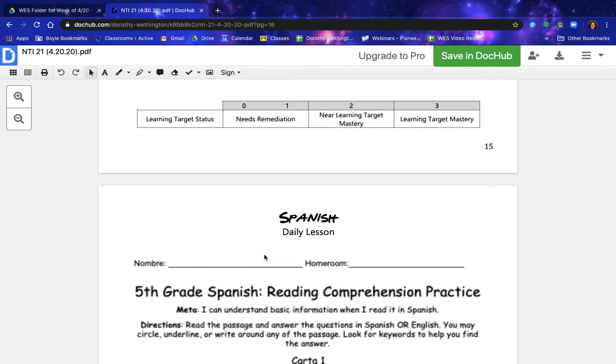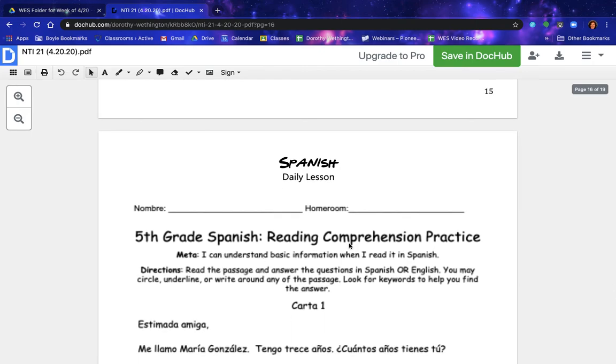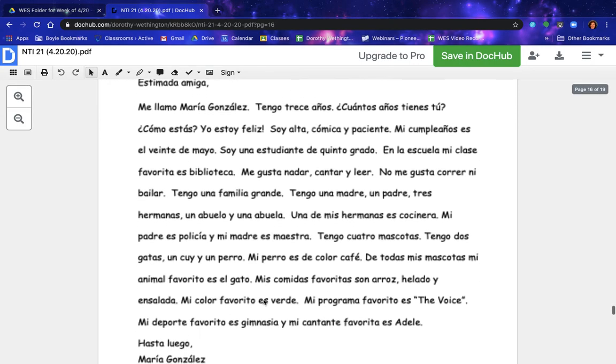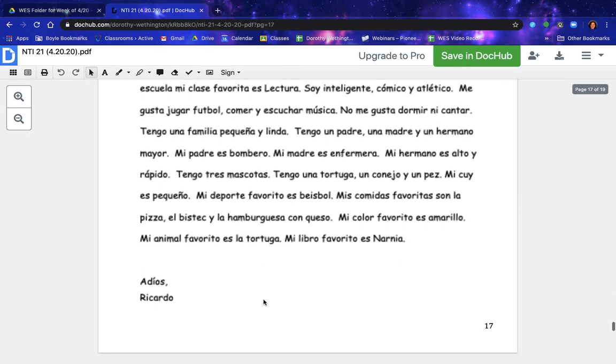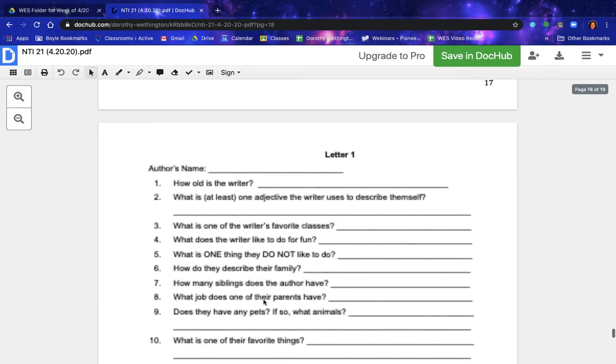Spanish, daily lesson. 5th grade Spanish reading comprehension practice. I can understand basic information when I read it in Spanish. Read the passage and answer the questions in Spanish or English. You may circle, underline, or write around any of the passage. Look for keywords to help you find the answer. Letter 1.